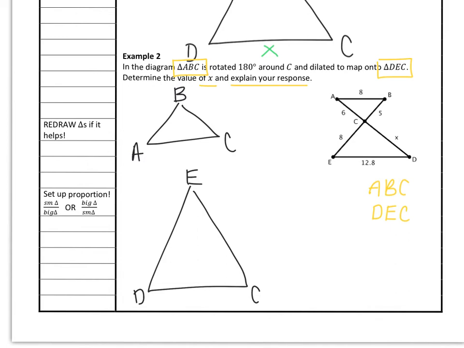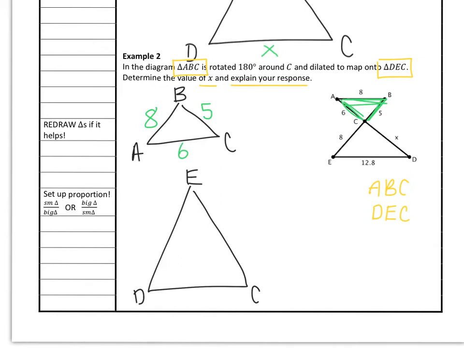So again, all I was doing here: A, B, C, D, E, C, A, B, C, D, E, C. Okay, next step is to start going over and adding in some numbers, just like I did before. So A, B was 8, I'll make this 8. B, C is 5, and A, C was 6.